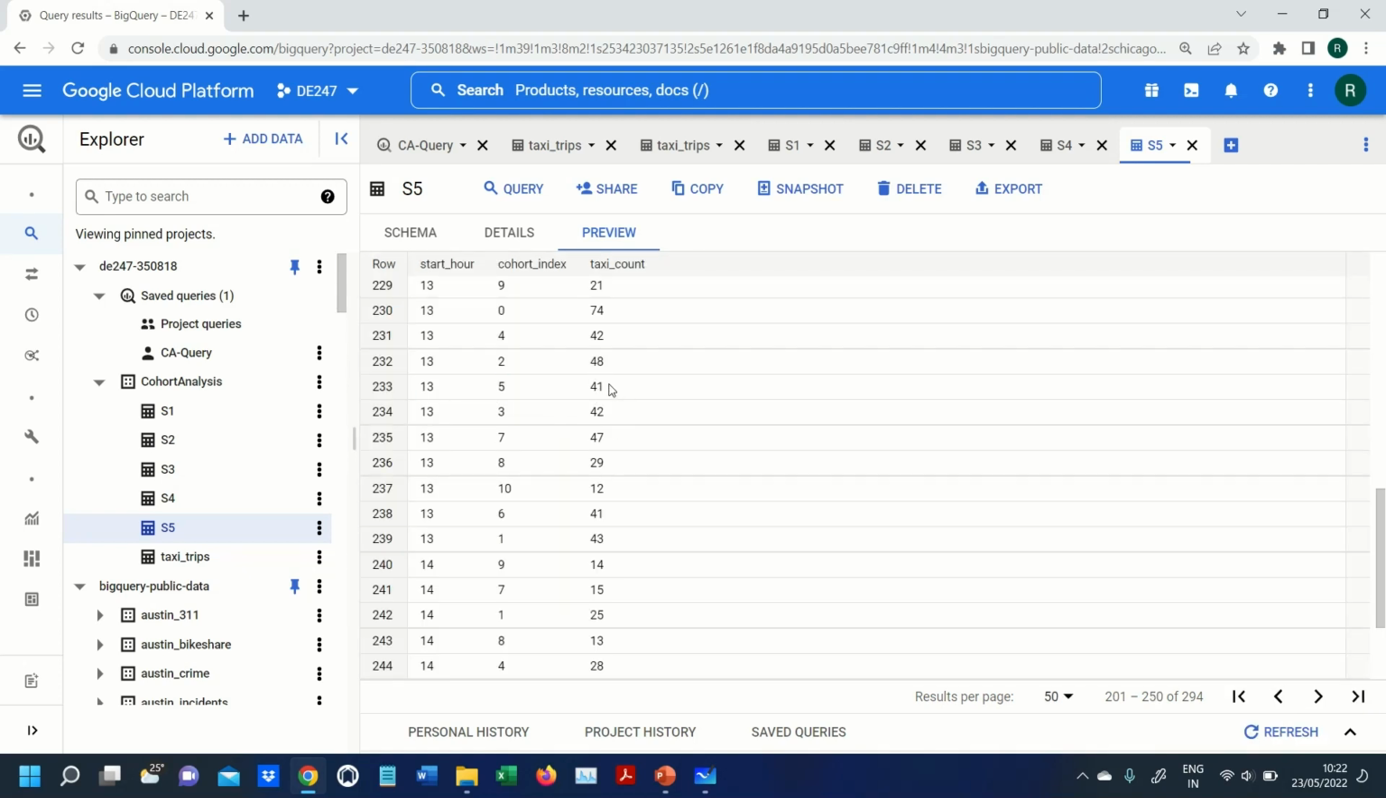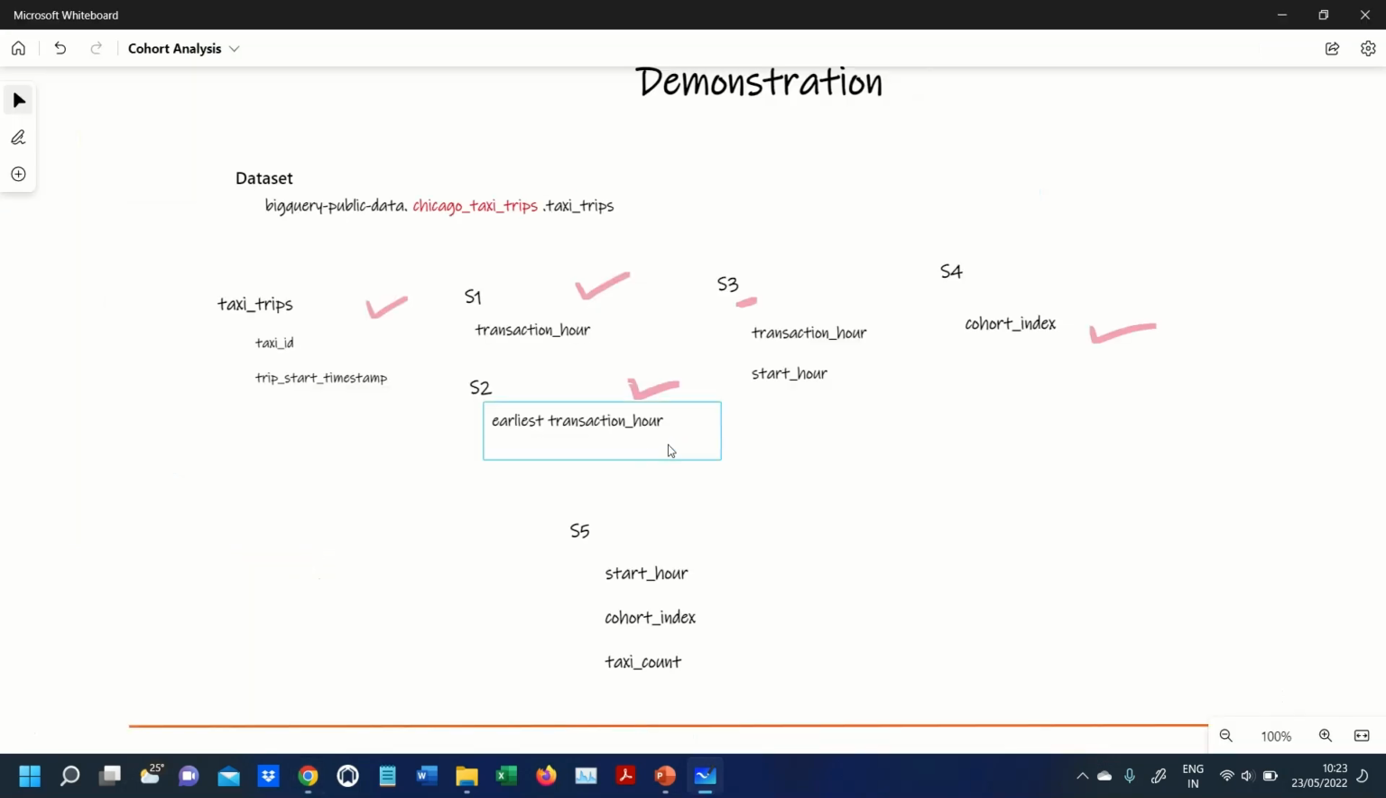This record tells there are 41 taxis which started at the 13th hour, which is 1 p.m., and had at least one transaction during the 5th subsequent hour. The 5th subsequent hour is 2, 3, 4, 5, 6, so 6 p.m. At 6 p.m. they had at least one transaction. There are around 41 taxis like that. So this is the base data for us to create the heat map. This table we have also created.